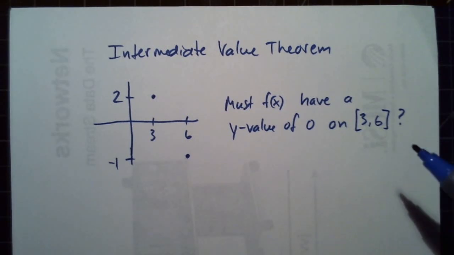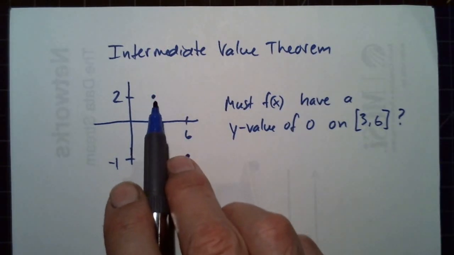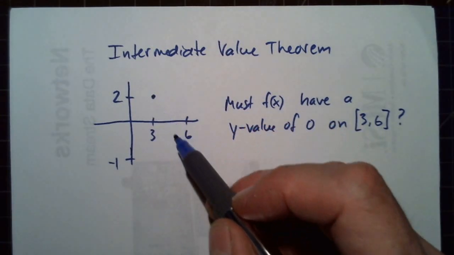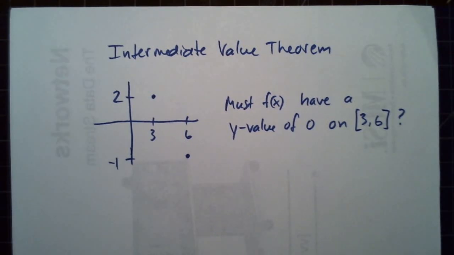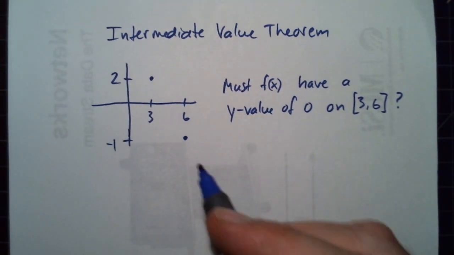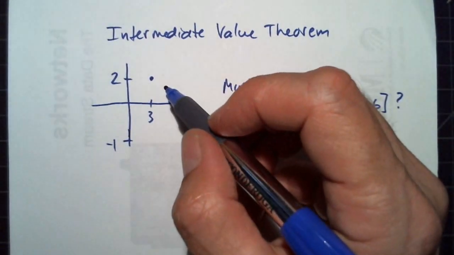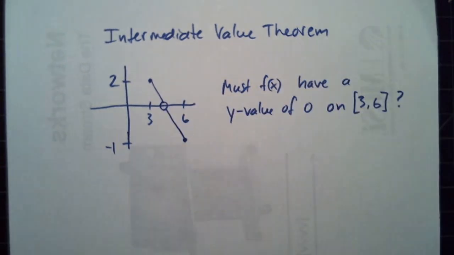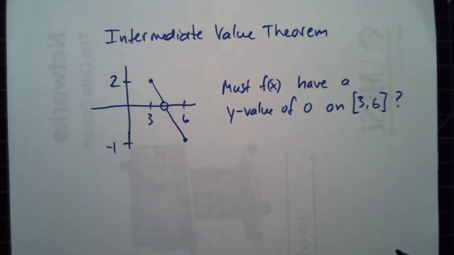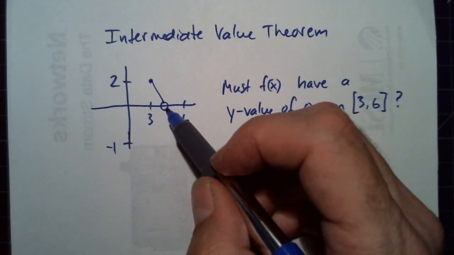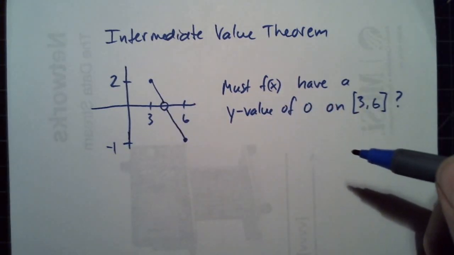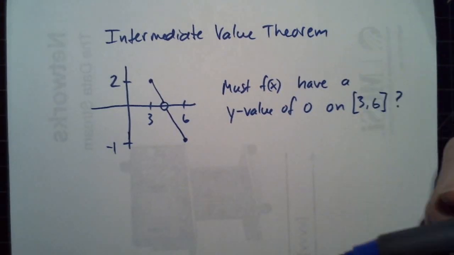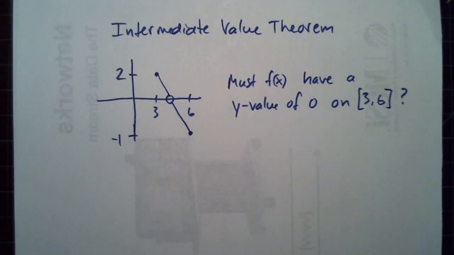So we only know 2 values. Between 3 and 6, does the graph have to cross the x-axis? And we'll say no, because what if the graph went like this and just skipped the y value of 0? That's possible. And this graph, this function, is not continuous. So for the intermediate value theorem, we're going to say that the function has to be continuous.